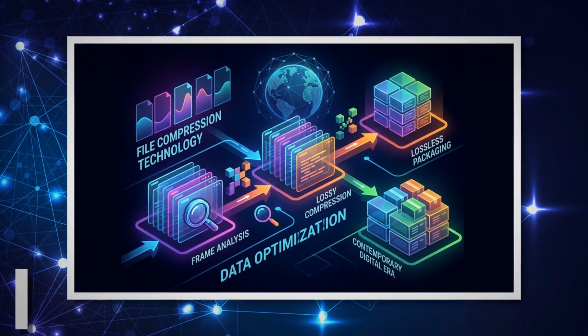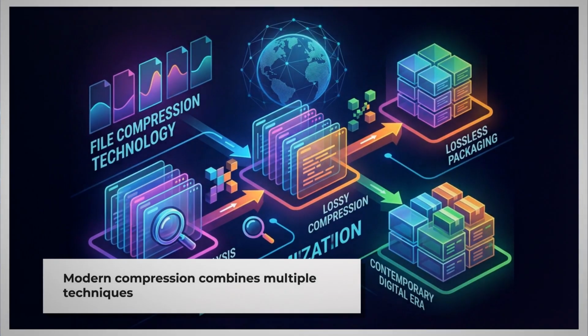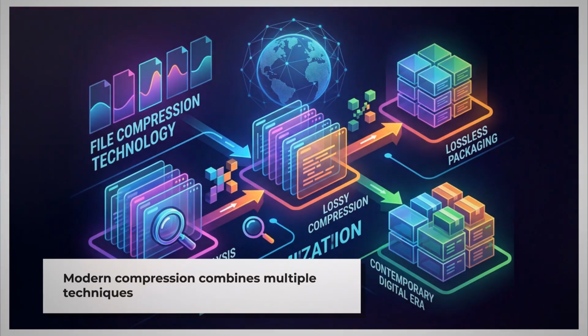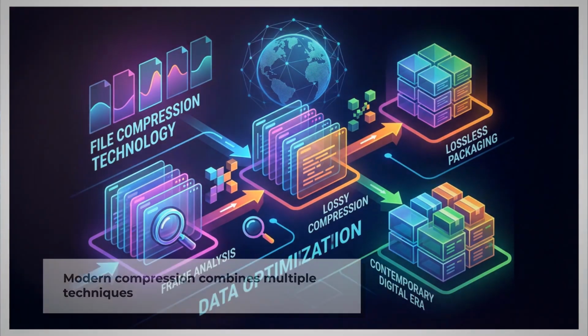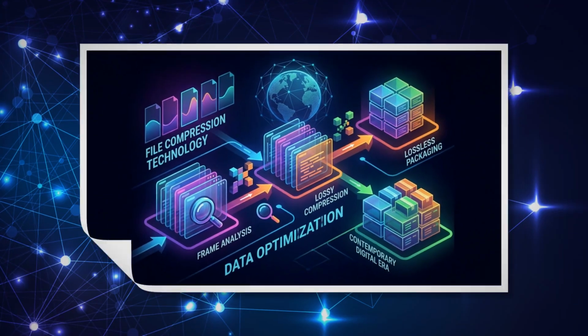Modern compression often combines multiple techniques. For example, video compression first eliminates redundant information between frames, then applies lossy compression to each frame, and finally uses lossless methods to package everything efficiently.